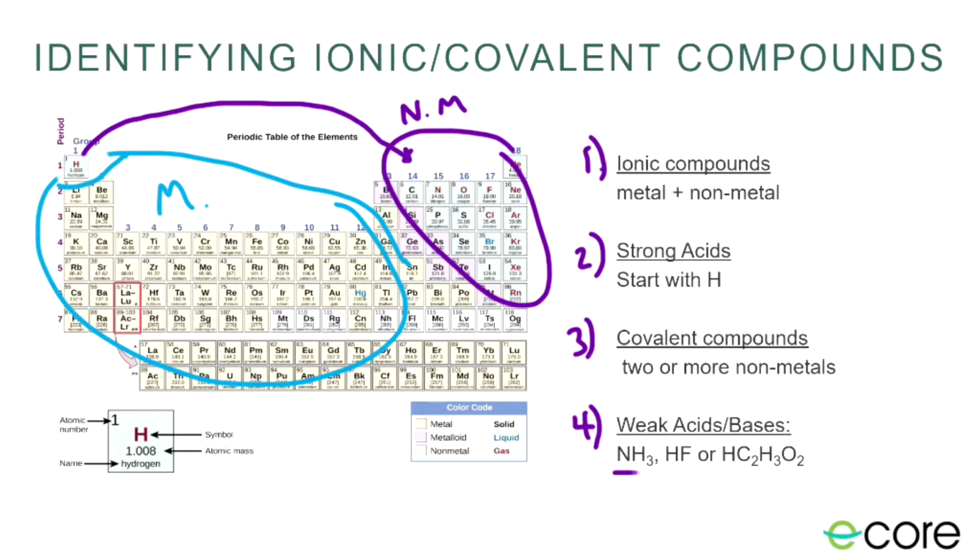NH3, HF, and HC2H3O2. The last 2 turn out to be acids, whereas NH3 turns out to be a base. We'll take a lot of looks at weak acids and bases and their properties later in this class. For now, it's just important that you memorize those as weak acids and bases that come up over and over again. So go ahead and write these down in your notes. Okay, now that we know how to categorize these 4 different groups of molecules, let's talk about how they're different in terms of their dissociation.